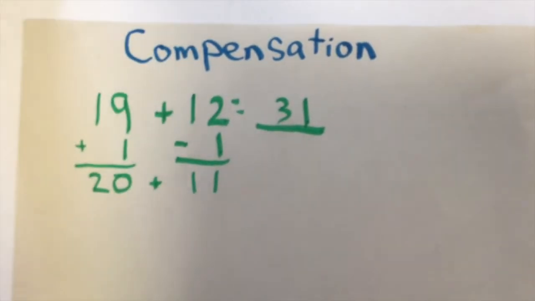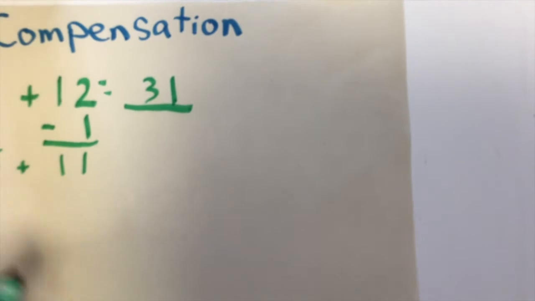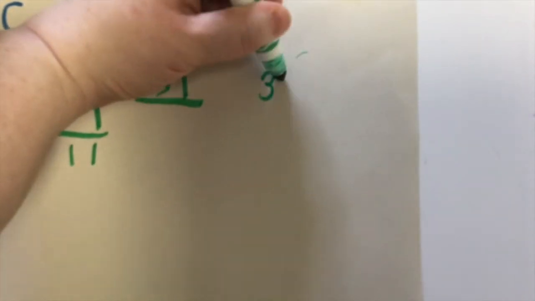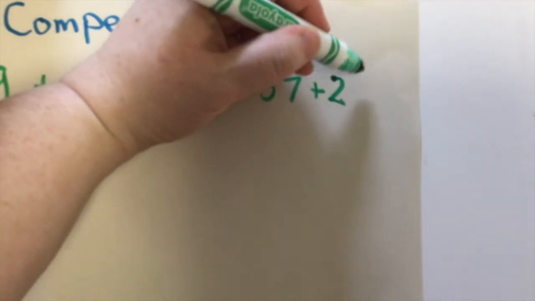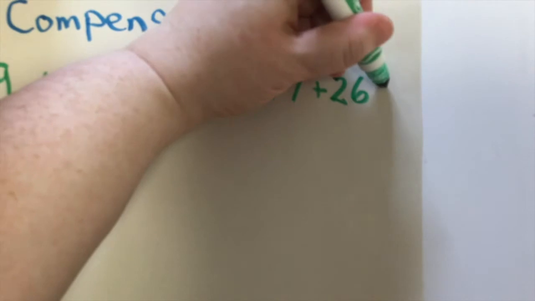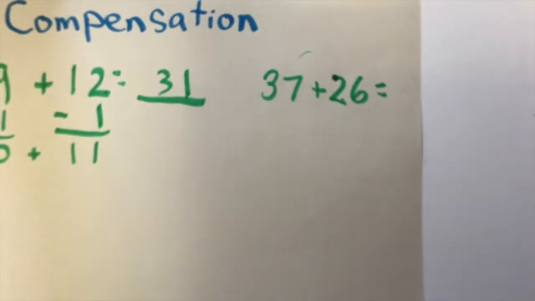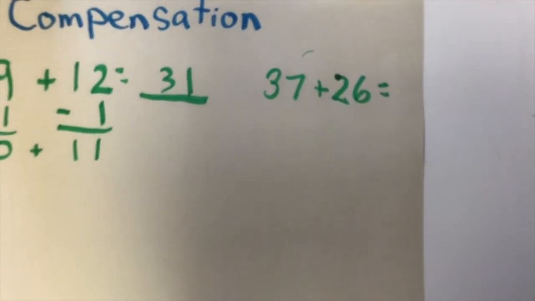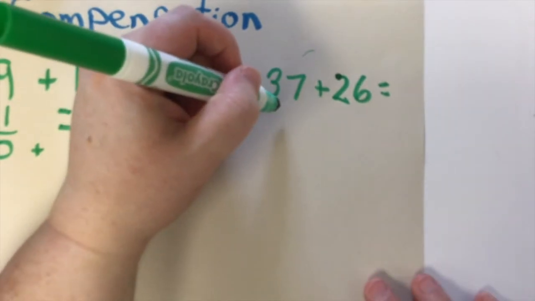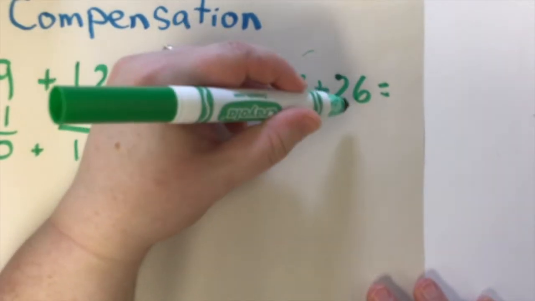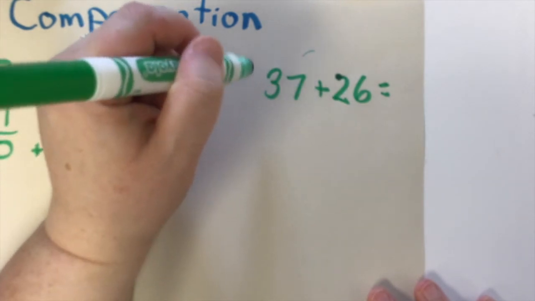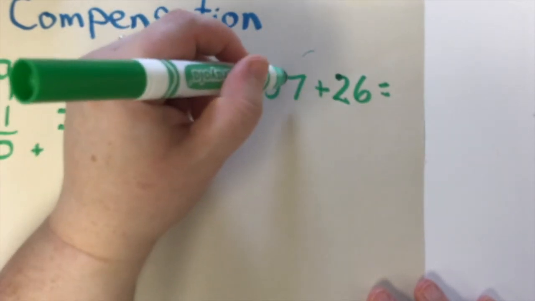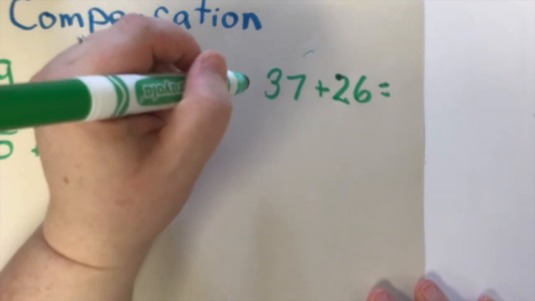Well, I'll show you. Let's do another one. Let's say I have 37 plus 26. Okay? Again, which one's closer to a 10? 37 is close to 40 and 26 is close to 30. But if I was to look on a number line, 37 is just a little bit closer to their 10.